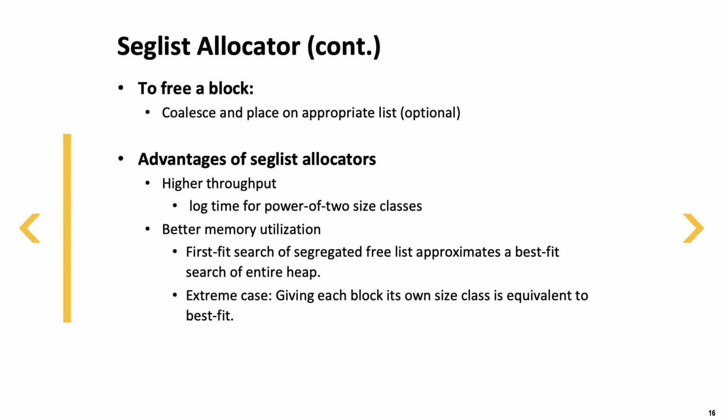When we think about it, if we're going through an explicit free list searching for a block that works, and I have a large allocation, I might need to go through and look at a whole bunch of smaller blocks. With a segregated free list, I'm only going to start looking at the blocks that should actually fit what I need to find. We're also going to get better memory utilization. A first fit search of a segregated free list actually approximates a best fit search of the entire heap, because once again, I'm only looking at the classes that should contain the stuff that I need, so I don't have to go looking through a bunch of stuff.